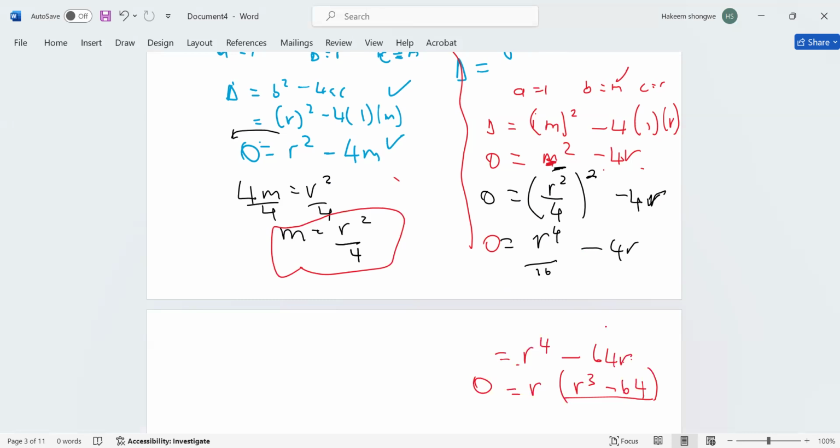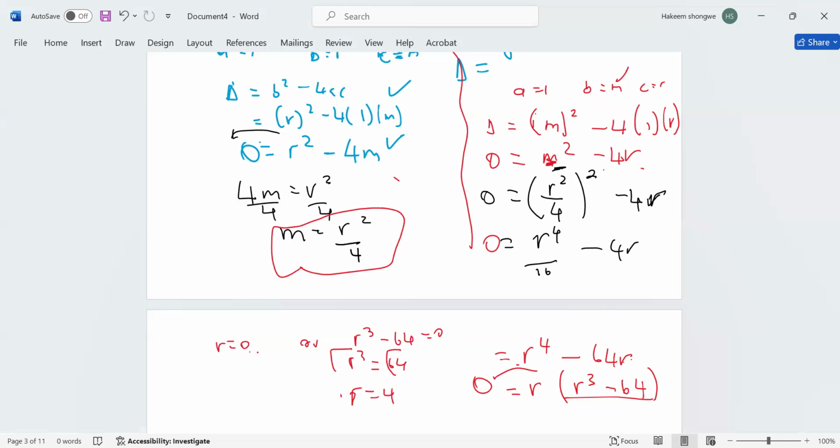So r is equal to 0 or r to the power of 3 minus 64 is equal to 0. Then r to the power of 3 is 64, and when you cube root it, r is going to be equal to 4. So r is equal to 0 or r is equal to 4.